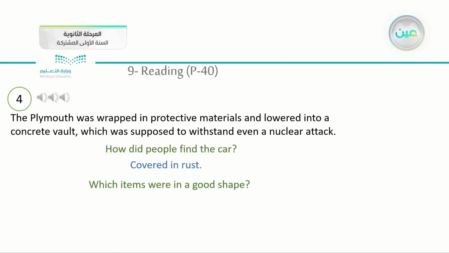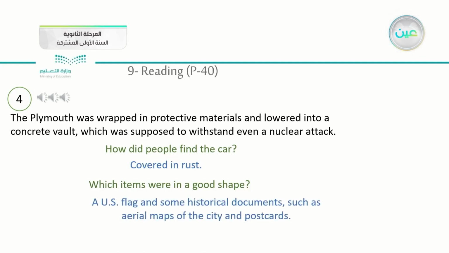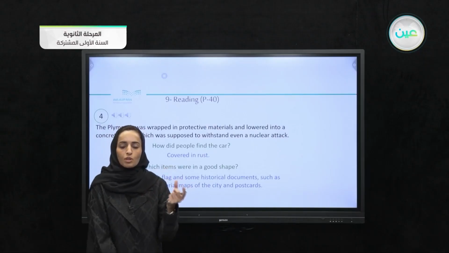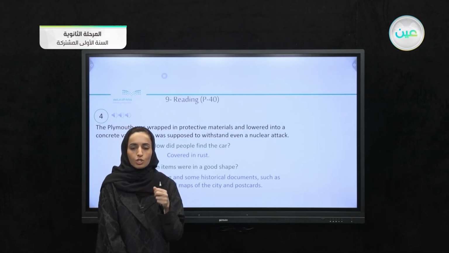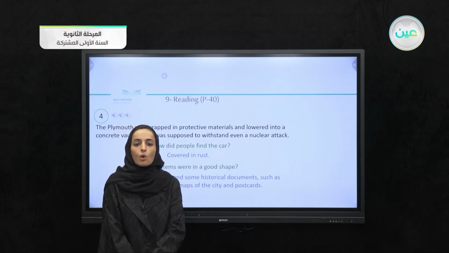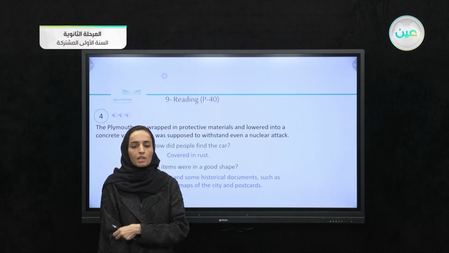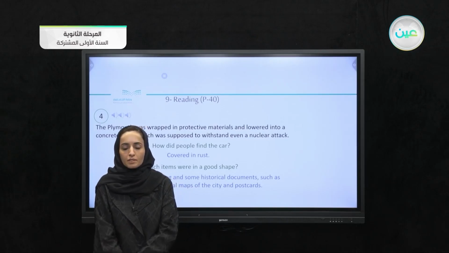What are these items? You will find them by the end of the paragraph. A U.S. flag, some historical documents such as aerial maps of the city and postcards. Which gives us the hint that anything that is paper could withstand the water or moisture. The others, like the lipstick and the microfilm, none of them survived.